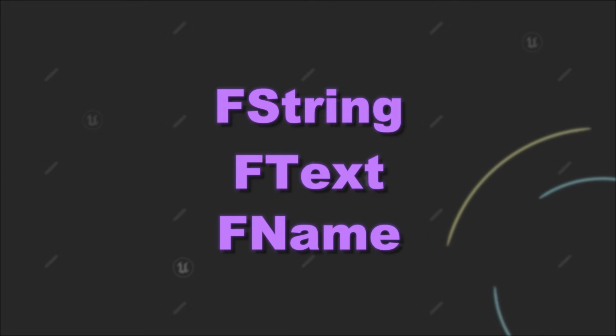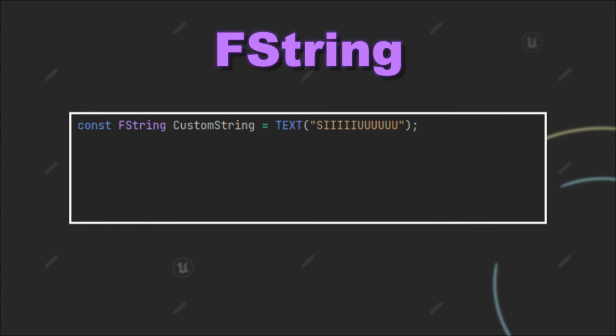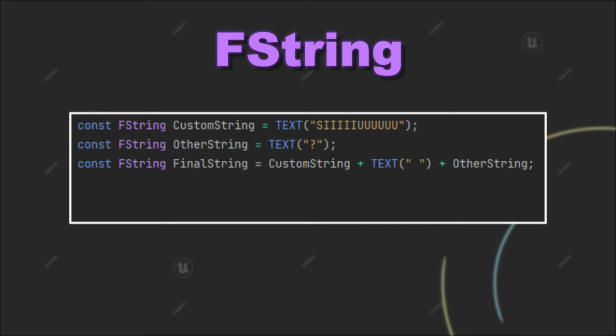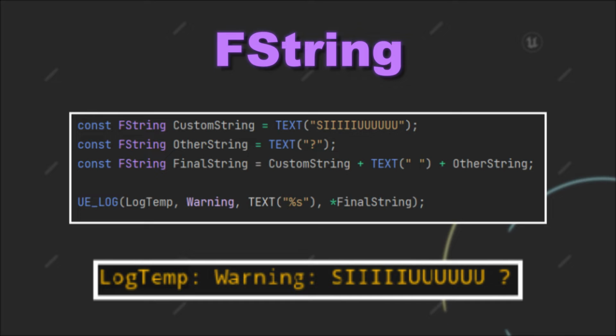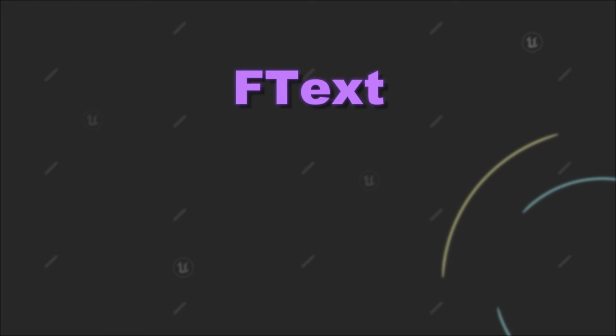But first, let's get started with FString. This is the most basic string class in Unreal Engine and also easily allows to combine strings in different ways. This type is commonly used if you want to prepare text in a certain way or log the text to the output log.